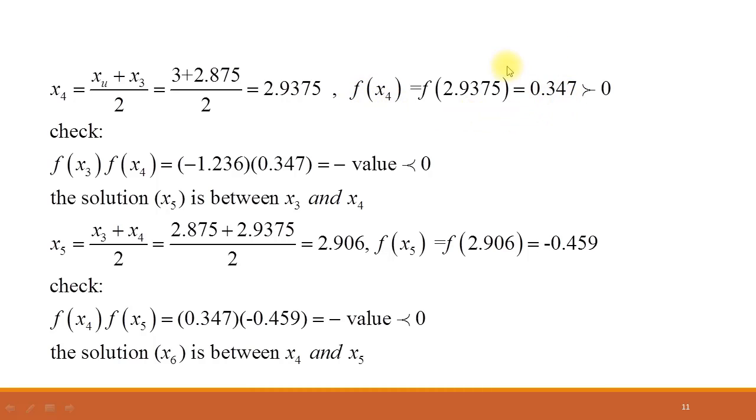Now putting this root into the given equation, we obtain 0.347. Now this is a very interesting point. Now dear students, the function changes the sign. Now the function has opposite sign at x4. So what should we do for x5? We should check the sign of the function at the previous value.